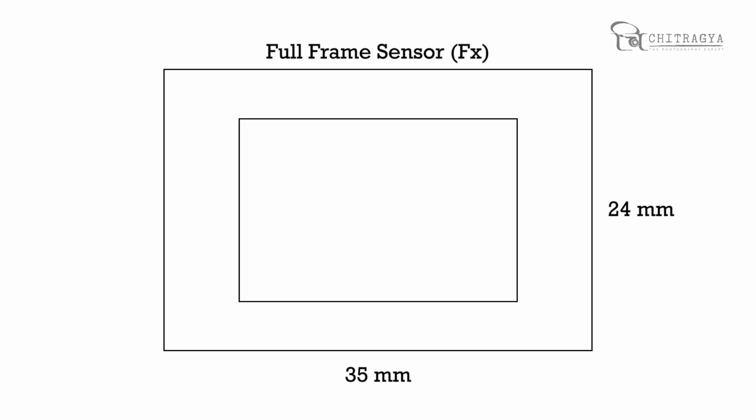In our example, we will be using APS-C sensors and full frame sensors to explain the effect of sensor size on DOF. Let us say that this is a full frame sensor. The dimensions of full frame sensors are 35 mm by 24 mm. Now the APS-C cameras have a crop factor of 1.5 and let us say this is the cropped sensor. The dimensions of cropped sensors are 30 mm by 20 mm.